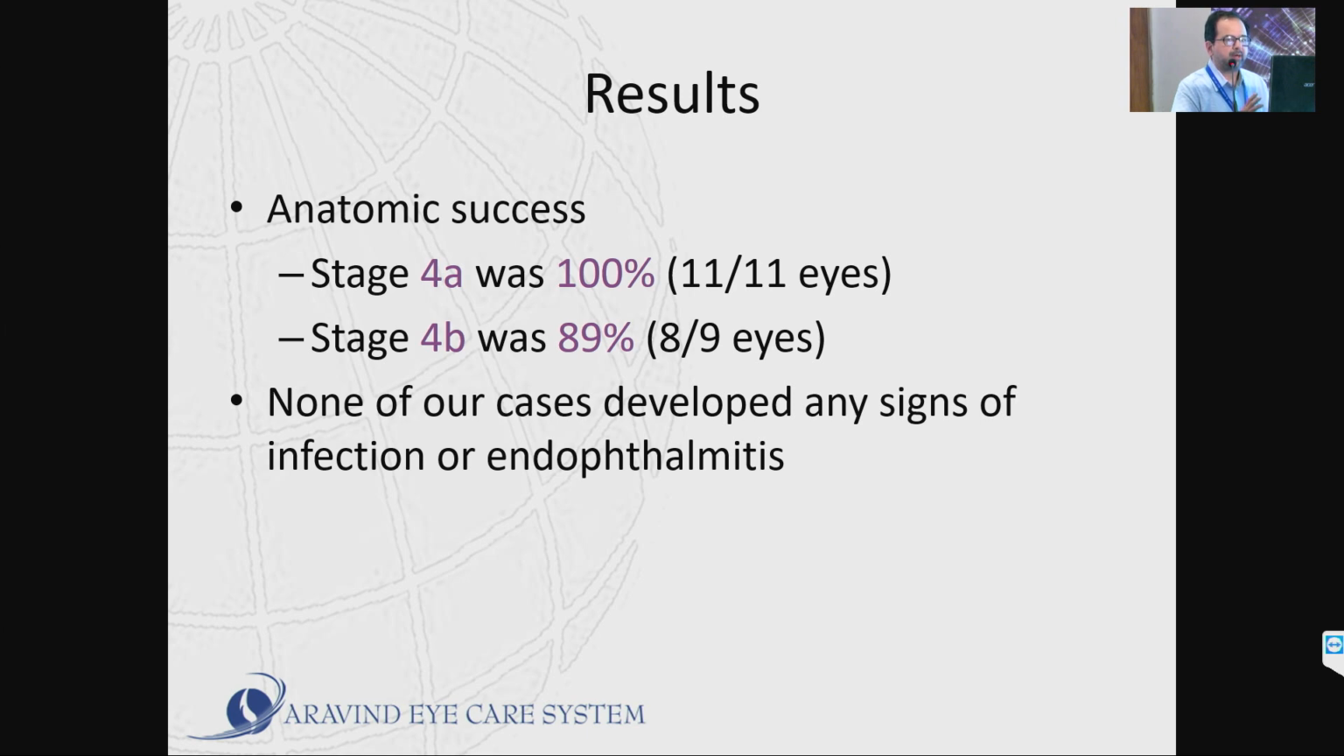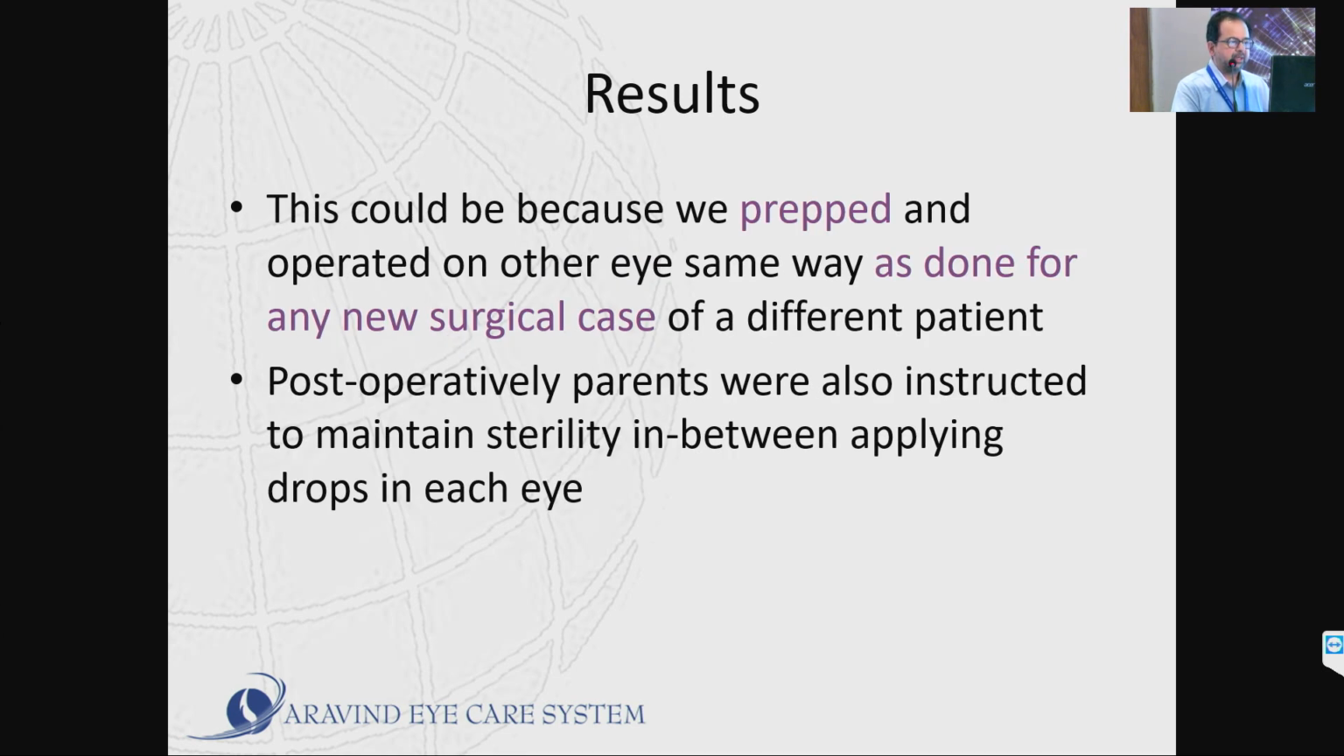You don't want to end up with endophthalmitis doing a bilateral case. But again, you have to talk to the parents, tell them about the risks and the benefits, and you have to prep the other eye like you're doing a separate eye of a new patient. The entire team has to de-scrub, you have to wash again, put the new instruments, the vitrectomy tube and all, and restart the case as if you're doing a fresh case.